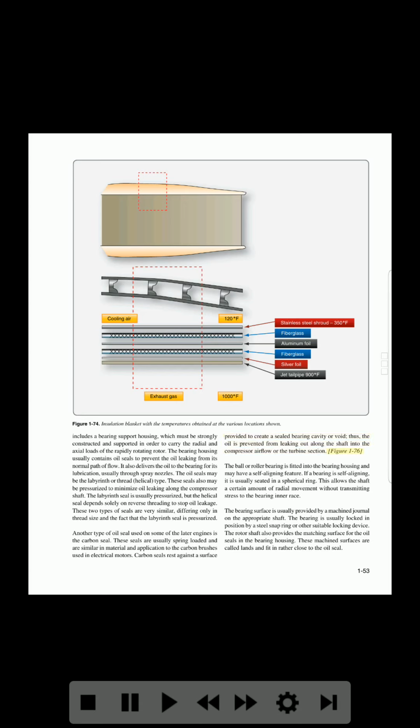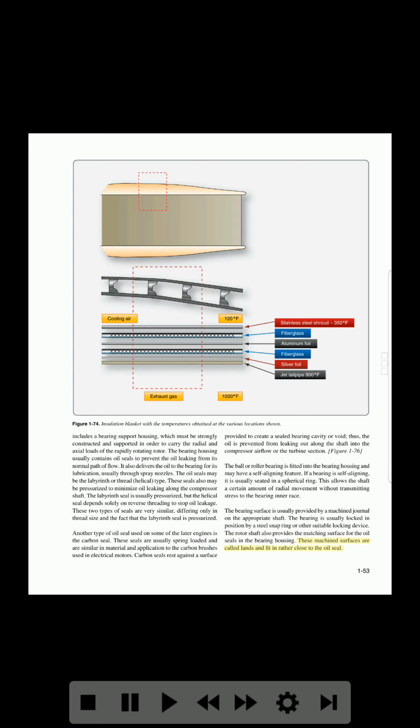Figure 1-76. The ball or roller bearing is fitted into the bearing housing, and may have a self-aligning feature. If a bearing is self-aligning, it is usually seated in a spherical ring. This allows the shaft a certain amount of radial movement without transmitting stress to the bearing inner race. The bearing surface is usually provided by a machined journal on the appropriate shaft. The bearing is usually locked in position by a steel snap ring or other suitable locking device. The rotor shaft also provides the matching surface for the oil seals in the bearing housing.